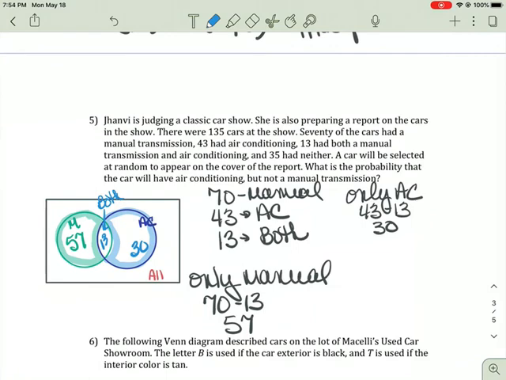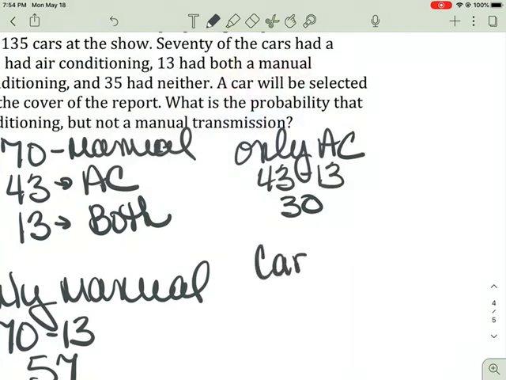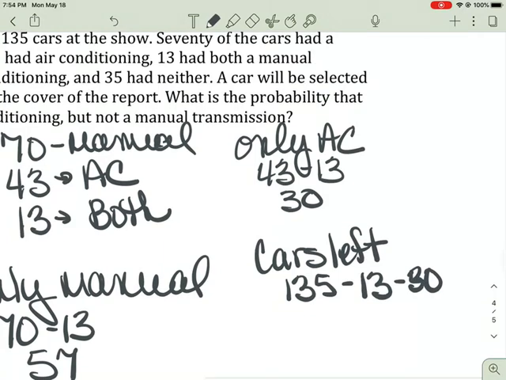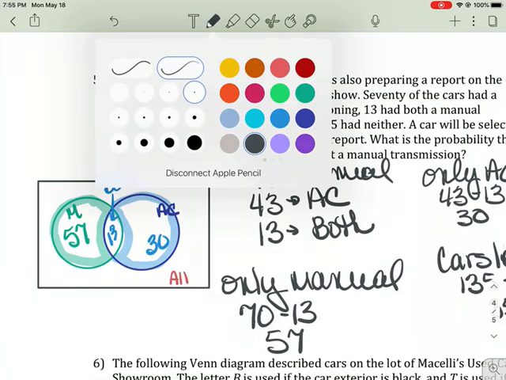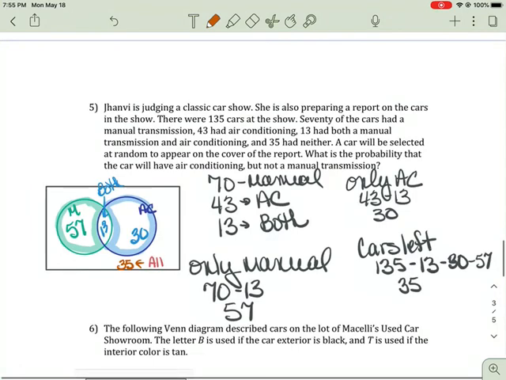Now, how many cars are left in the whole box? There was a total of 135. So let's say cars that are left. I'm going to do 135 minus the 13 that's both, minus the 30 for AC only, and minus the 57 that was only manual. So that's 35. That's what's going in the all. Hopefully that made sense so far.